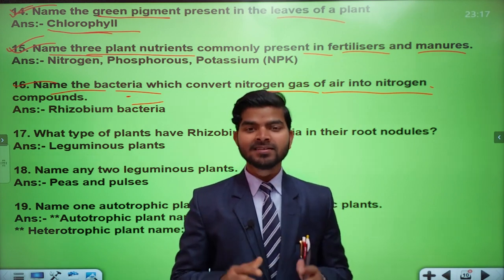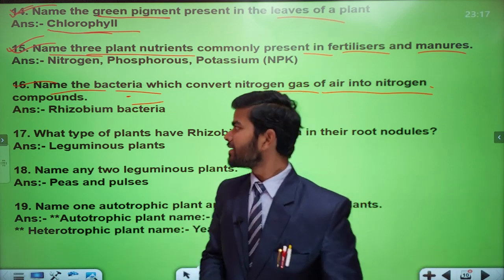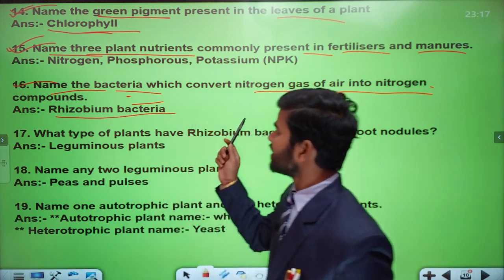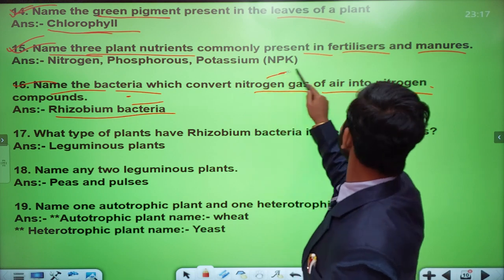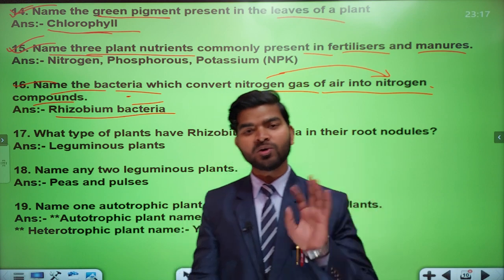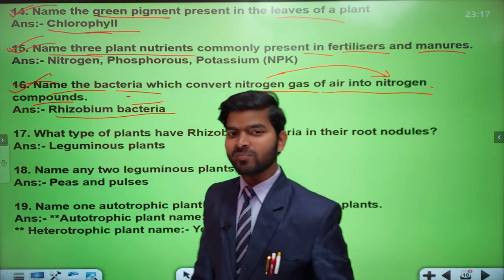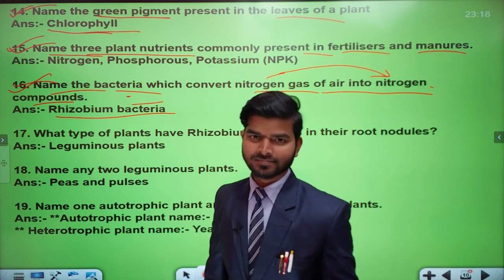So that's why there is no need of nitrogenous fertilizer. So who can do this? Rhizobia bacteria can do this. They convert nitrogen gas into nitrogen compounds. Concept clear? Say yes. Obviously yes. Okay, then we can move to the next one.